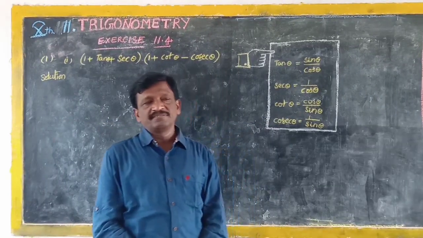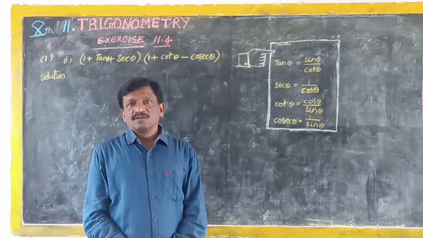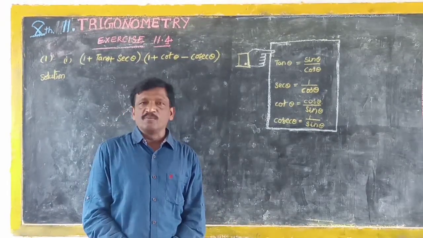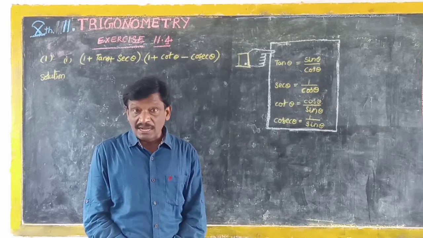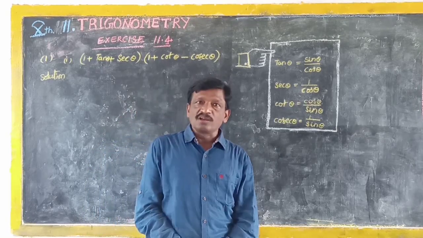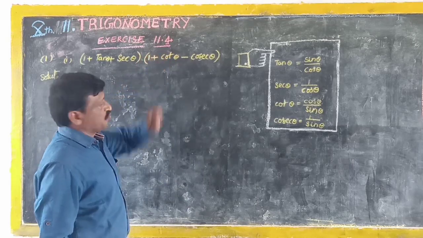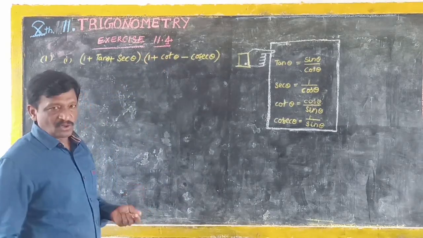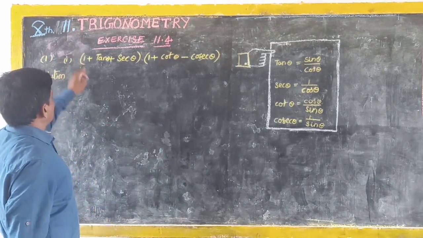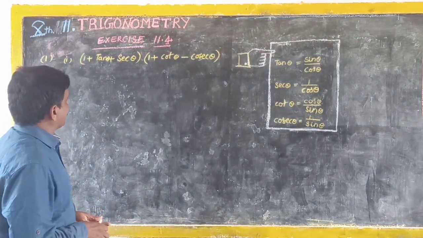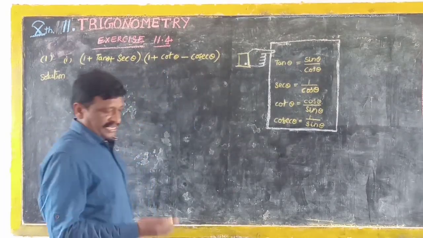My dear students, we learnt 1 to 7 parts in trigonometry. Now we are learning 8th part in trigonometry. The exercise is 11.4. So, first sum: (1 plus tan theta plus secant theta) into (1 plus cot theta minus cosecant theta).